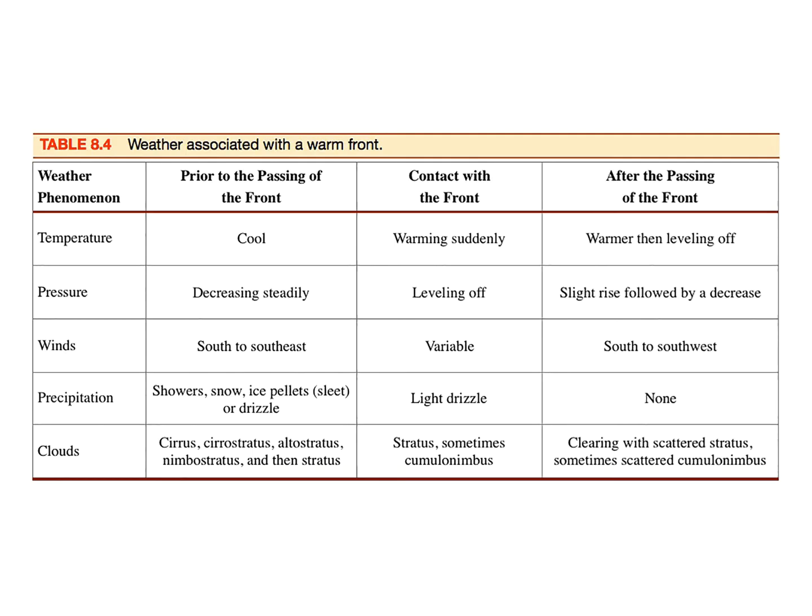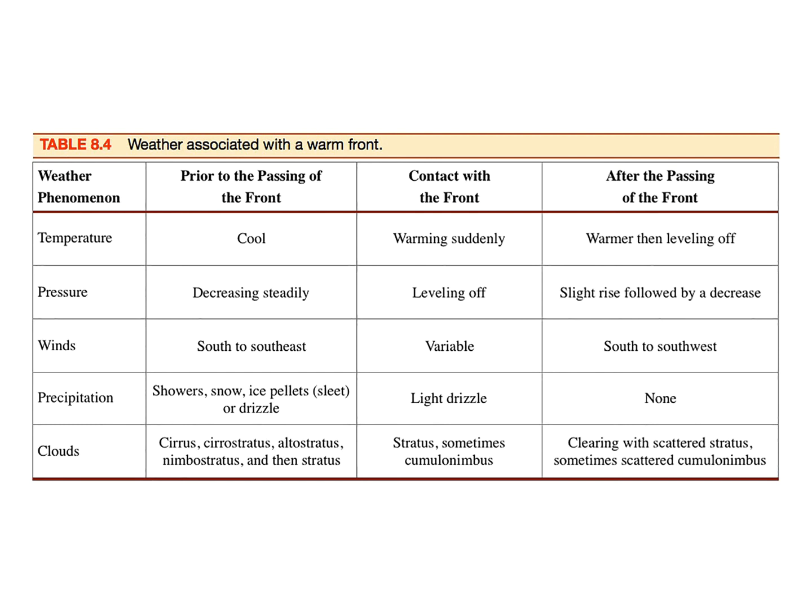Here are the weather characteristics associated with the passage of a warm front. So think, you're at a location prior to the passing of the front. Temperature would be cool, pressure would be decreasing steadily, winds would be from the south to southeast. Precipitation would be showers, snow, ice pellets, or drizzle. Clouds would be cirrus, cirrostratus, altostratus, nimbostratus, and then stratus.